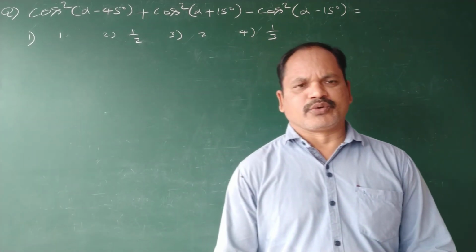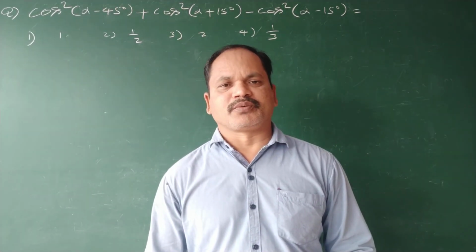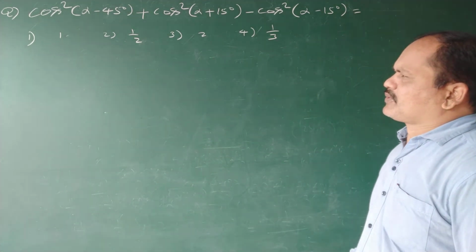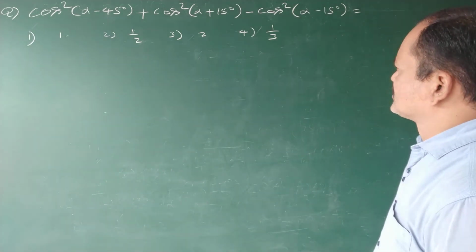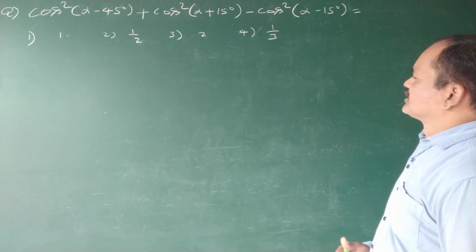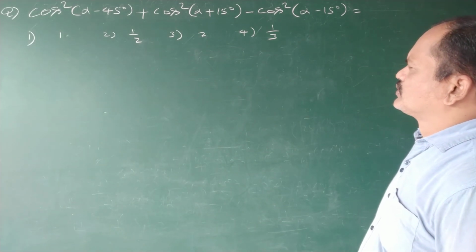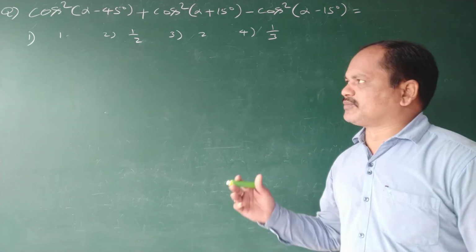My dear students, we are going to the chapter-wise concept. The chapter is trigonometry. The topic is transformations. Now we are going to the questions. The question is cos square (alpha minus 45 degrees) plus cos square (alpha plus 15 degrees) minus cos square (alpha minus 15 degrees) is equal to: first option 1, second option 1 by 2, third option 2 and fourth option 1 by 3. Now we have to identify the value of this expression.